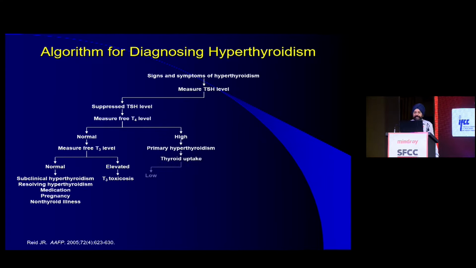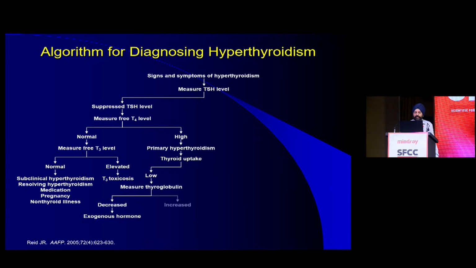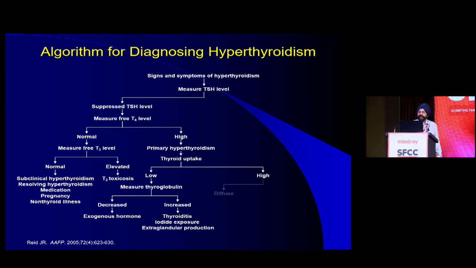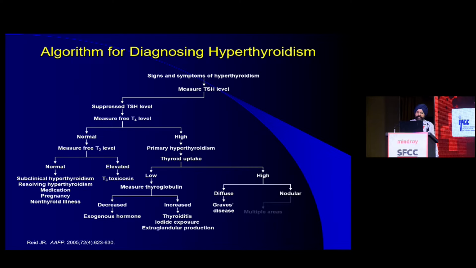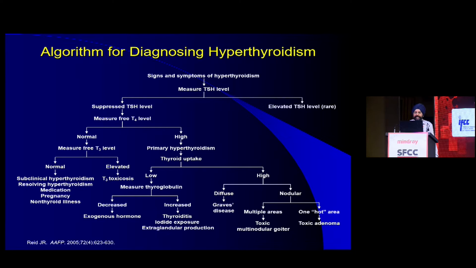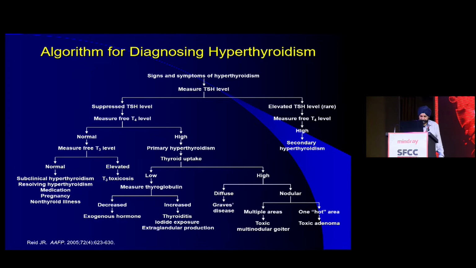We measure the thyroid uptake. If it is low, we will do the thyroglobulin. If the thyroglobulin is decreased, it is exogenous hormone. However, if it is increased, it is thyroiditis or iodine exposure. But if the thyroid uptake is high, we will look for the pattern. If it is diffuse, it is Graves. If it is nodular, with multiple areas, it is toxic multinodular. If it is single, it is toxic adenoma. And if the TSH levels are high, which is rare, we will measure the FT4 levels. If it is high, this is a case of secondary hyperthyroidism.